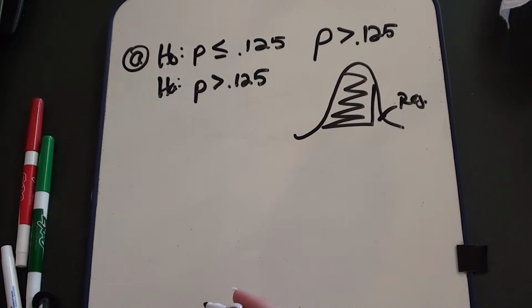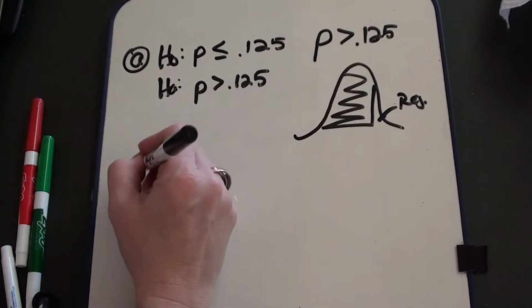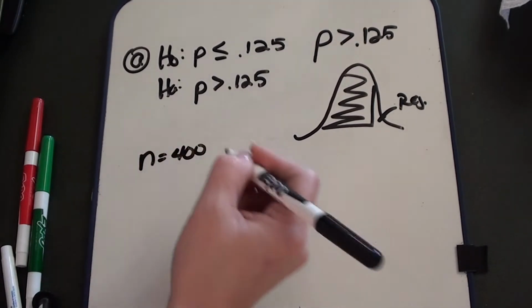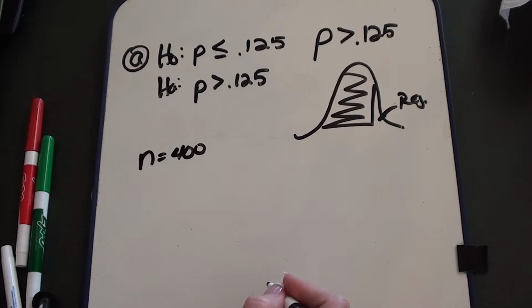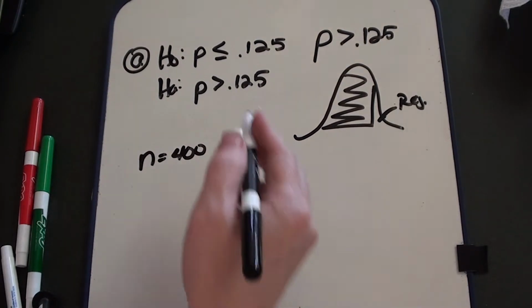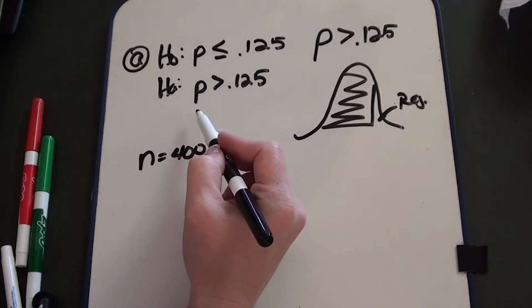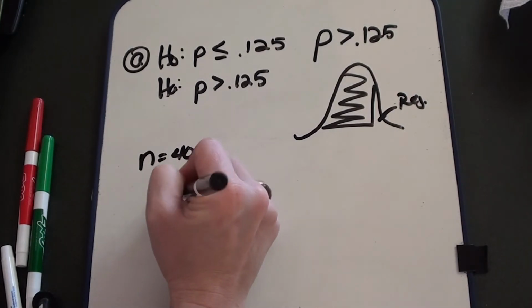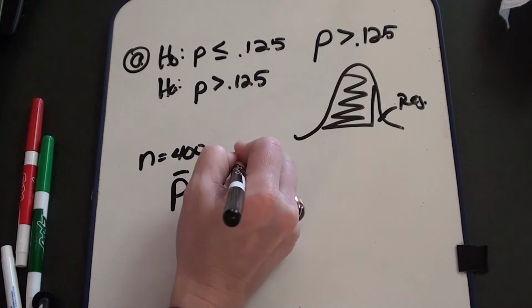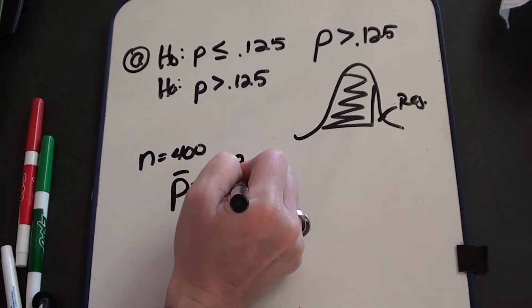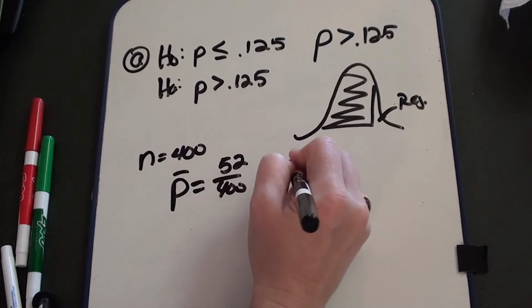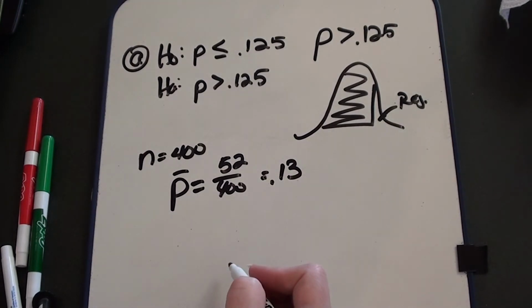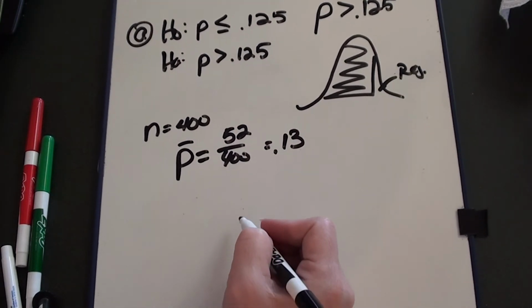Part B then says if a sample shows that 52, so we sampled 400 workers, told us back in the beginning, and said the sample showed that 52 of the workers belong to a union. What is the p-value? So in order to calculate that and do the test statistic, we have to find the sample proportion. So 52 out of the 400, which is 13%, is our sample proportion.